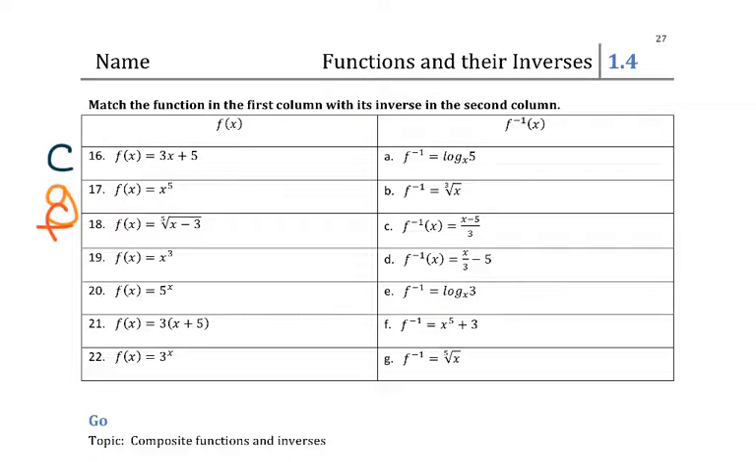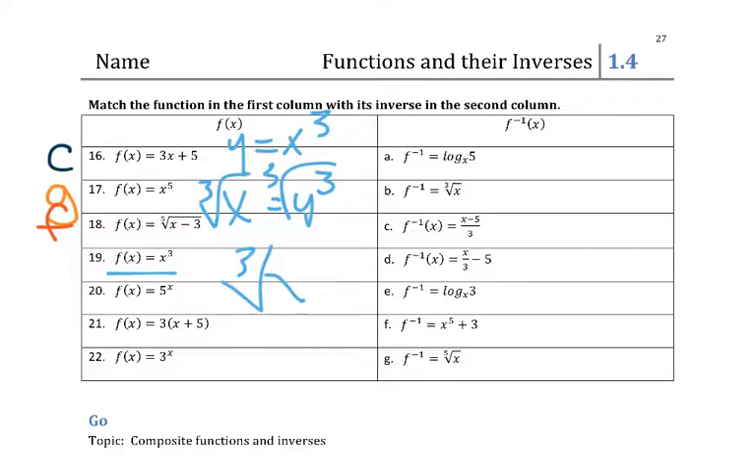Alright, so number 19. We would go y equals x cubed. Then we'd swap it, x equals y cubed. Take the cube root, and we get the cube root of x equals y, or the inverse. Okay, so the cube root of x would be b. So for 19 we'd have b.